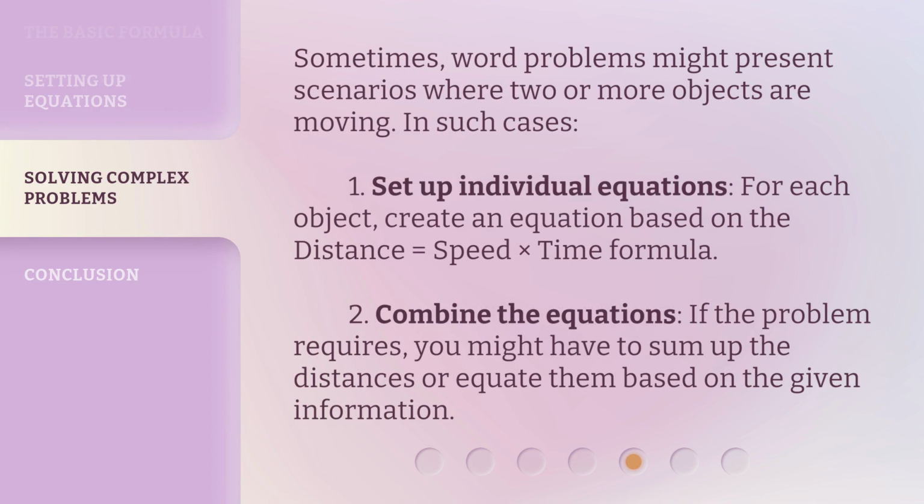Sometimes, word problems might present scenarios where two or more objects are moving. In such cases, 1. Set up individual equations. For each object, create an equation based on the distance equals speed times time formula. 2. Combine the equations. If the problem requires, you might have to sum up the distances or equate them based on the given information.